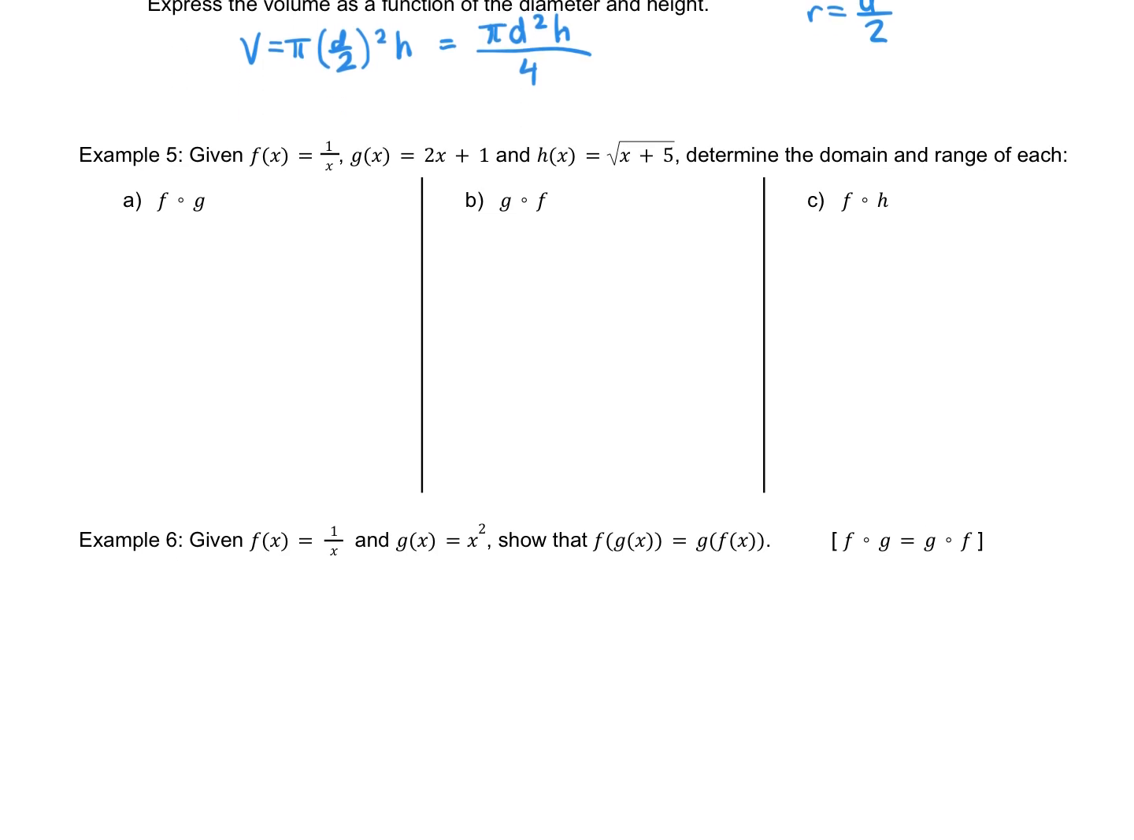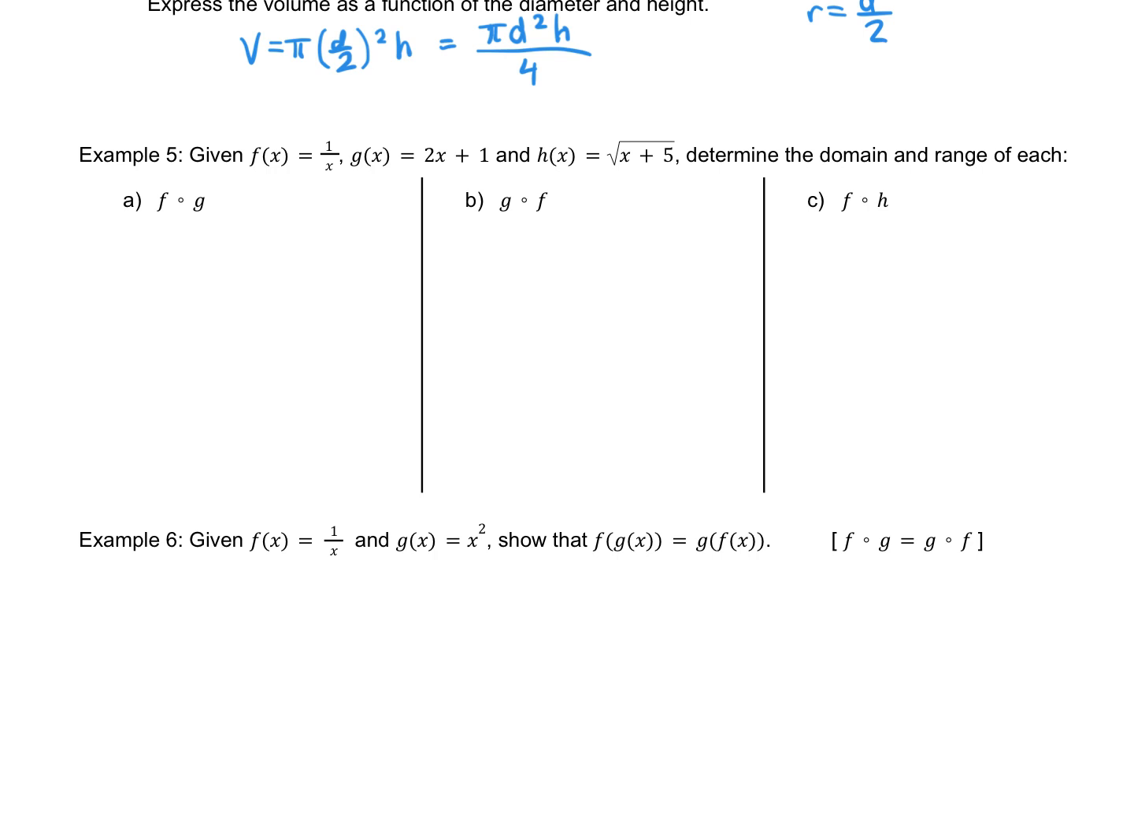Okay, next we're going to do some domain and range related to these composite functions. So we have f of x as the rational function, and we know for rational functions, restrictions come from the denominator. Then we have g of x, which is linear. Nothing crazy with the domain and range there. It's just all x's and all y's. h of x is the square root function, the square root of x plus 5, and we know restrictions come from the fact that you can't square root a negative. So we'll take all of that into consideration when we do our composite functions.